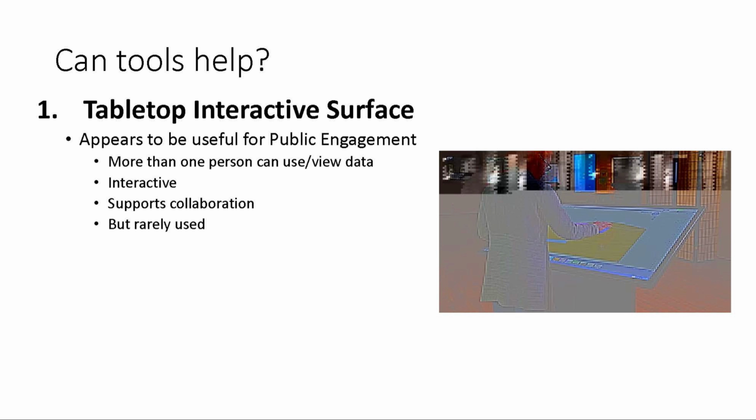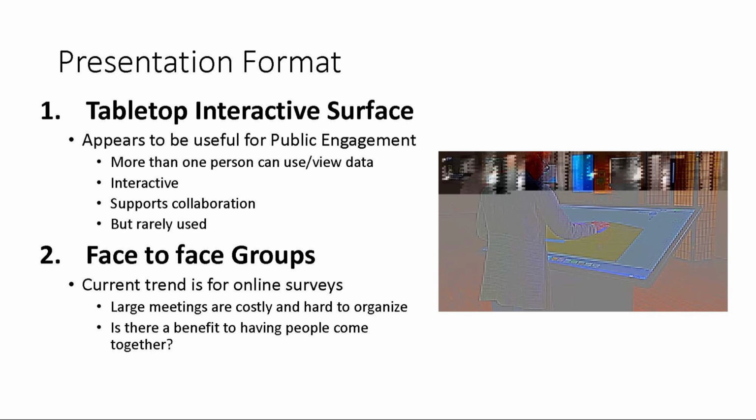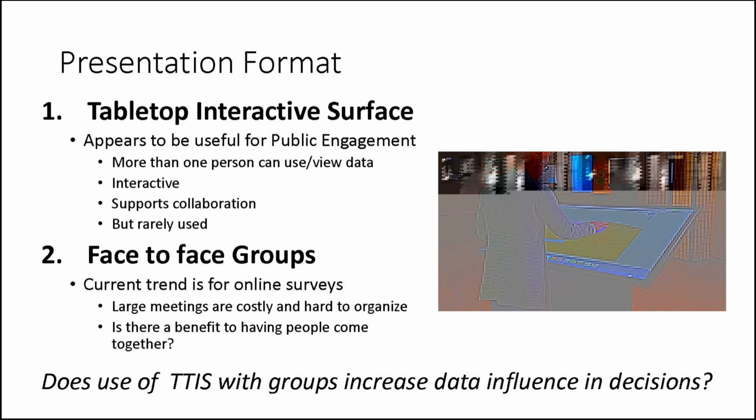So we're looking at tabletop interactive surfaces, which appear to be useful for public engagement. Basically, more than one person can use them, they're interactive, they support collaboration, but they are rarely used. Secondly, we are interested in groups. There is a current trend to use online surveys because it is easier and cheaper. But is there a benefit to having people come together in public engagement? So our question is, does use of a tabletop interactive surface, that's TTIS, with groups increase data influence in decisions?